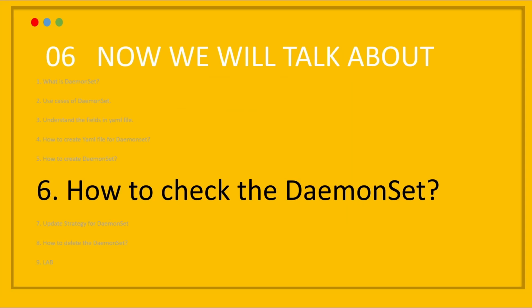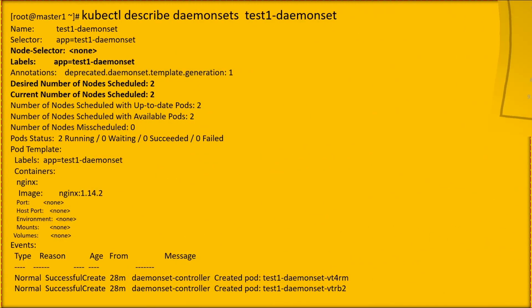So next topic is how to check DaemonSet. We have already created the DaemonSet. How can we check? We can execute the command kubectl describe, the object type is DaemonSet, and then followed by the DaemonSet name. This is the simplest DaemonSet. We didn't mention the node selector. I will cover it in this topic. Therefore, the node selector field is none.